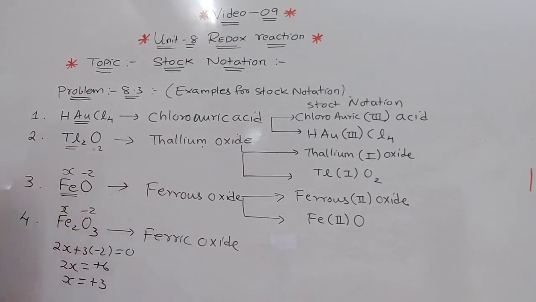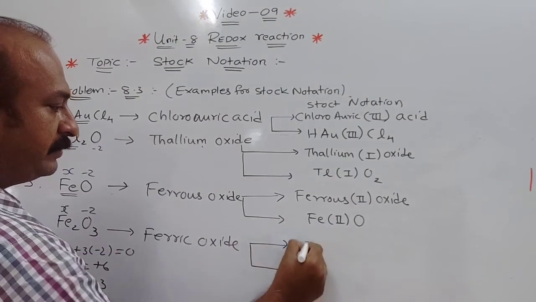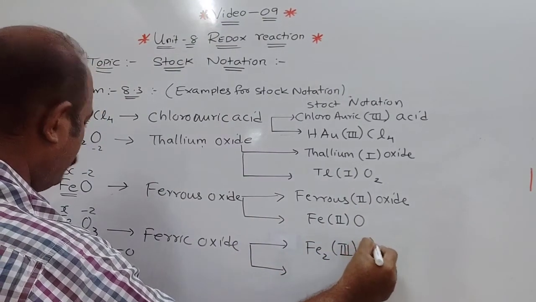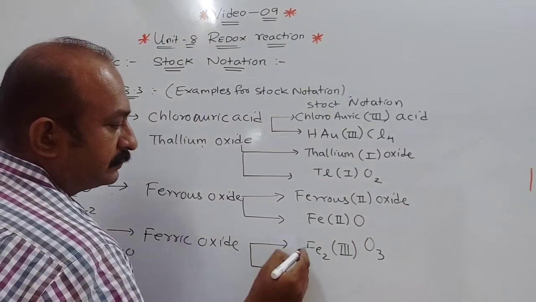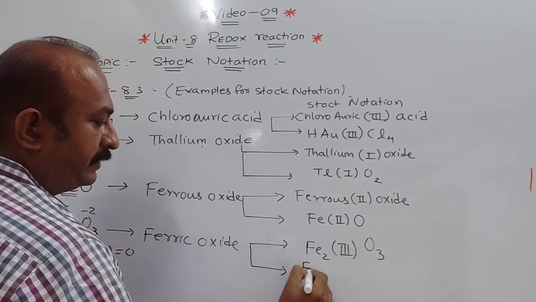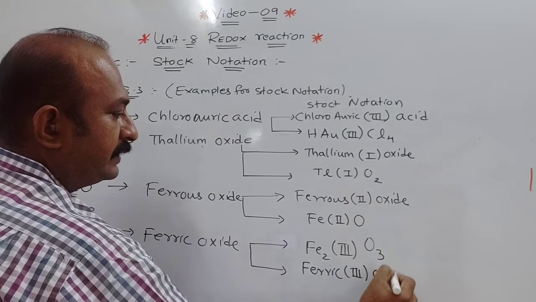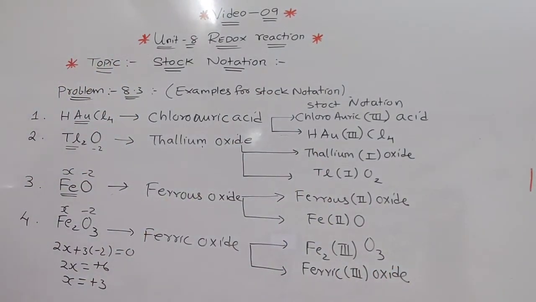If plus 2 valency is there, it is ferrous. So for this, the stock notation can be written as Fe2(III)O3 like this. Okay, name I write here: ferric(III) oxide. Understood this part? So like this you can give all the stock notation. This you can write down in your fair book.